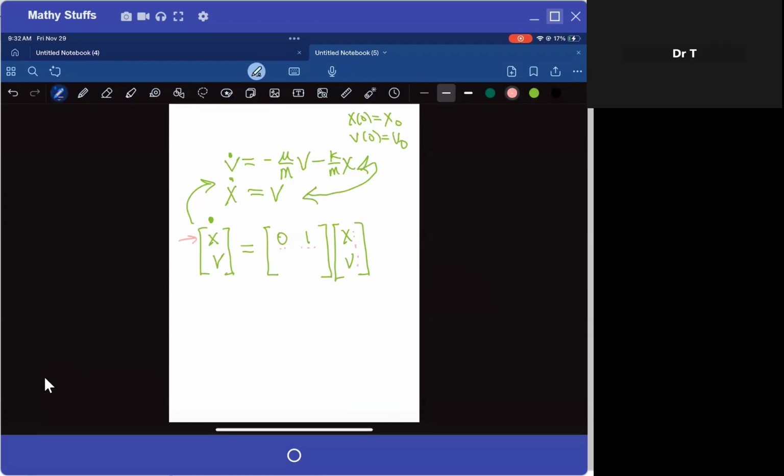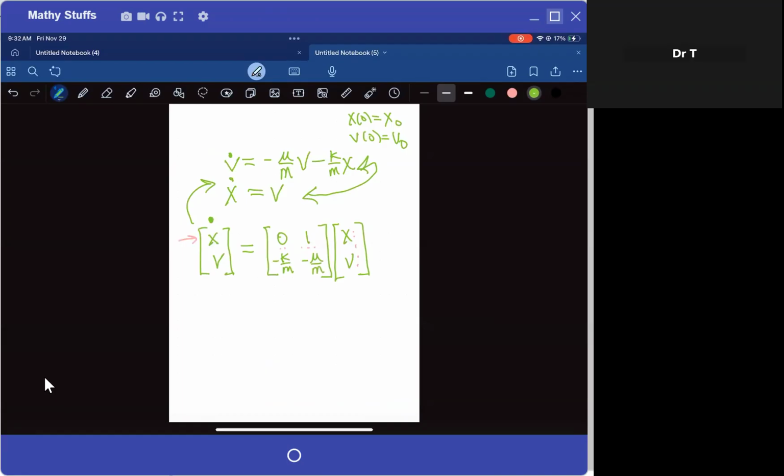And then in the bottom, I've got negative mu over m. Nope, the x is first. Oops. So I've got negative k over m, negative mu over m. And I got myself a nice old system here in matrix notation. So this represents the mass spring system.